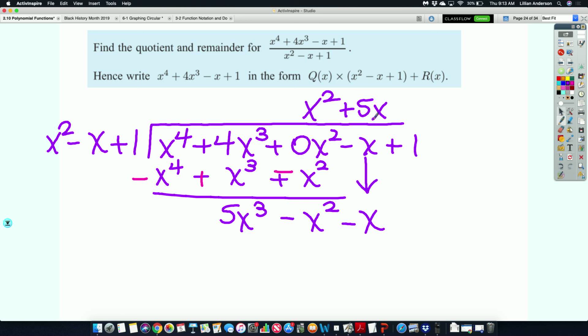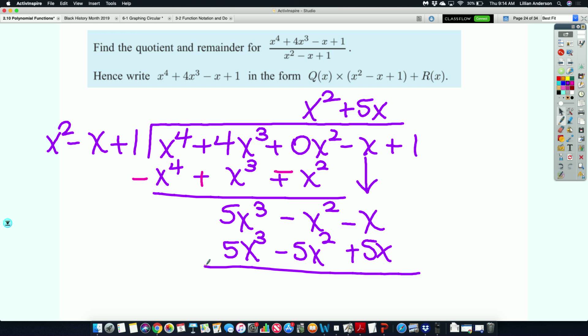5x. So that's a plus 5x. And then you multiply. 5x times x squared is 5x to the third. Then negative x times 5x is negative 5x squared. And what's a 1 times a 5x? Plus 5x. And you have to remember to do what? Change the signs. So then this becomes a negative 5x to the third, a positive 5x squared, and then a negative 5x.